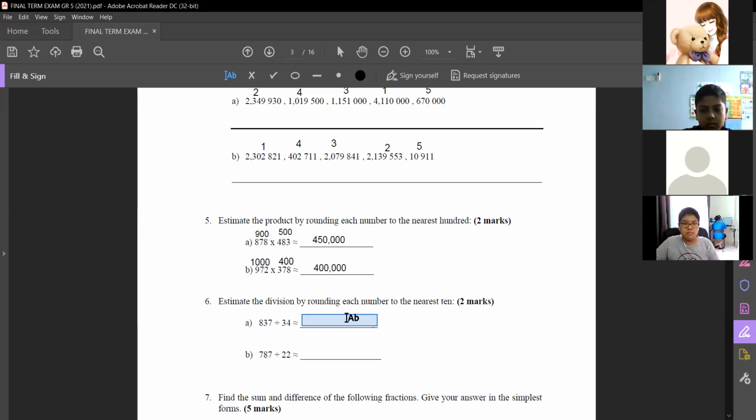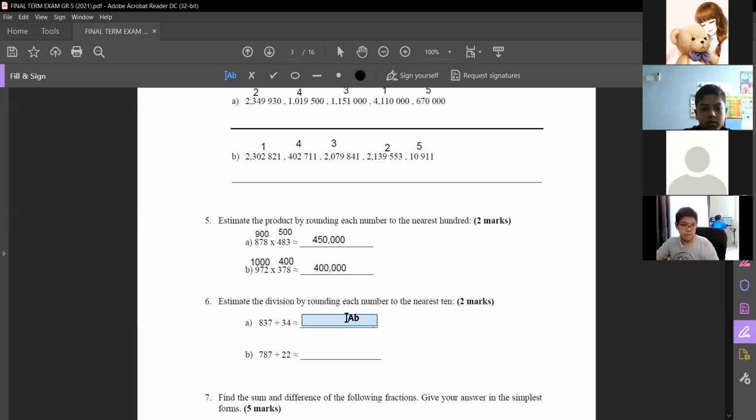Okay, estimate the division by rounding off. Also the same, but I can see your answers. Few of you divide first and then round off to the nearest 10. It's wrong. I already guided this so many times, right? Teacher said round off to the nearest 10 first.